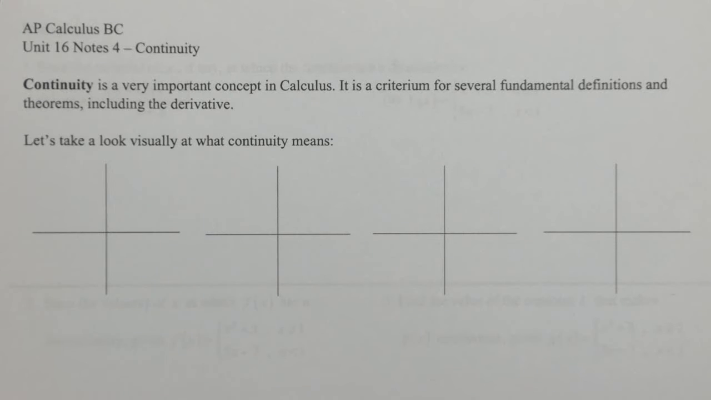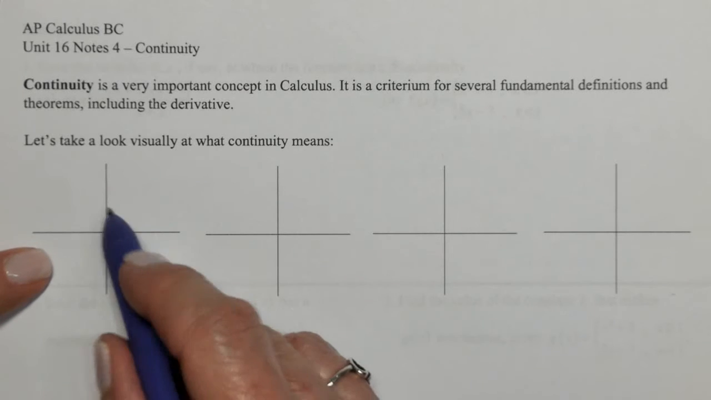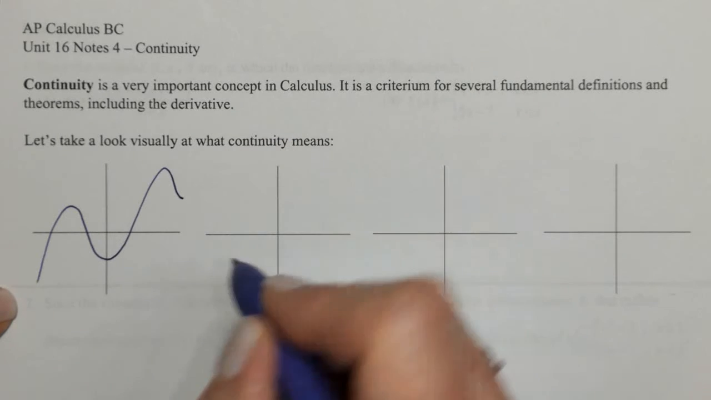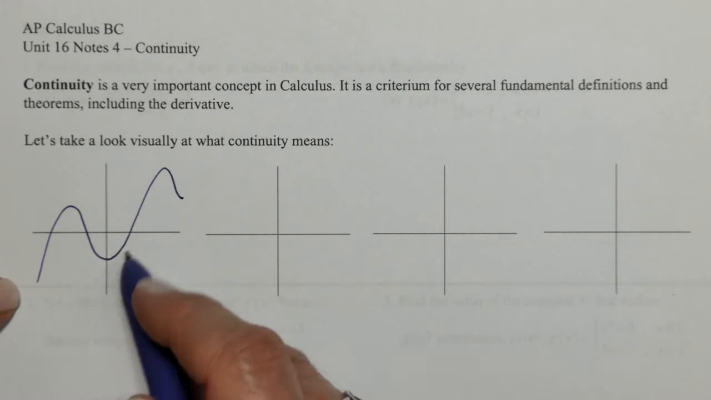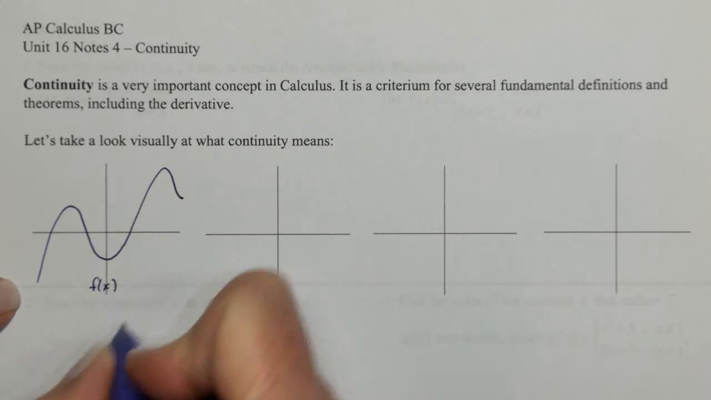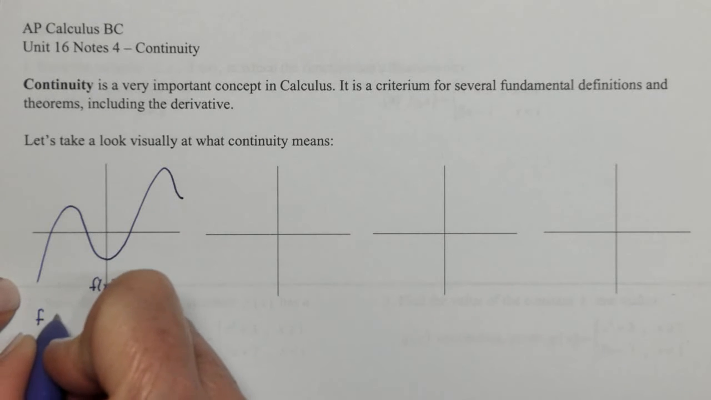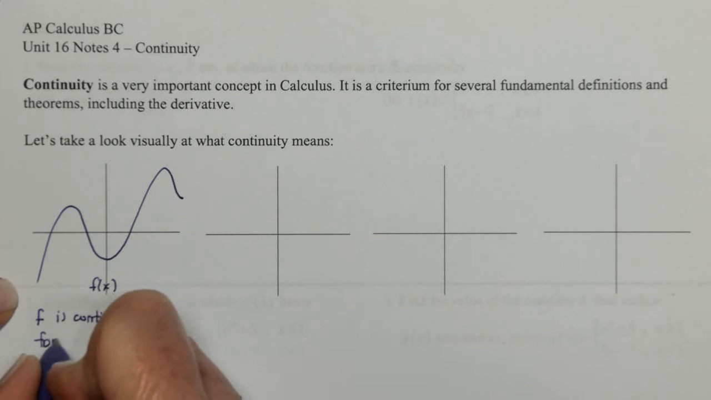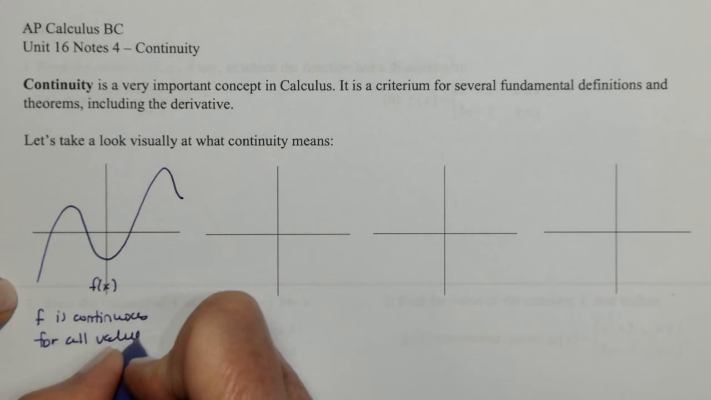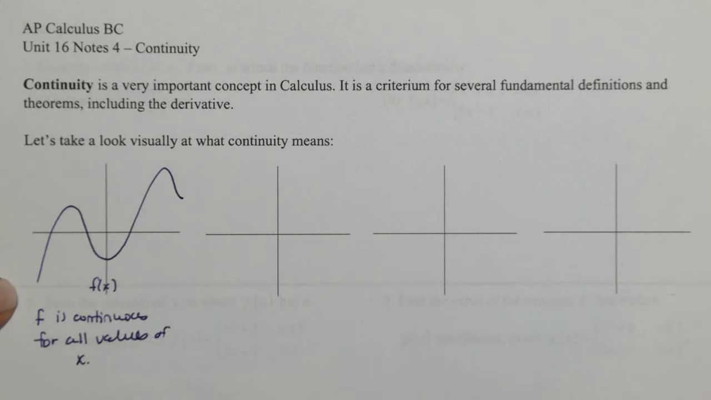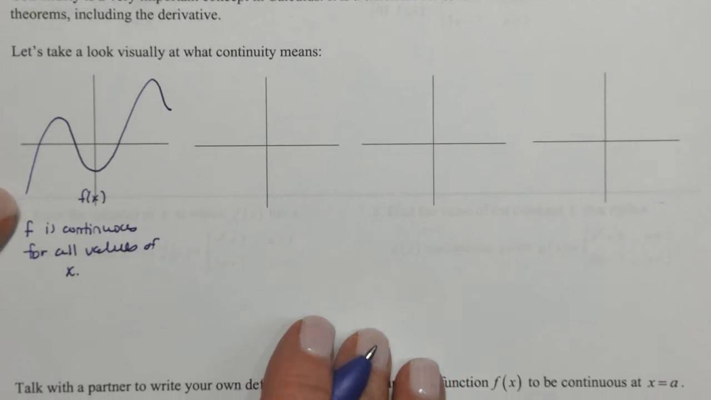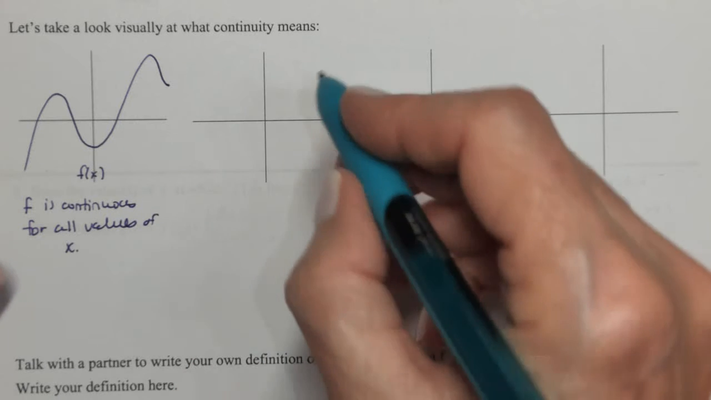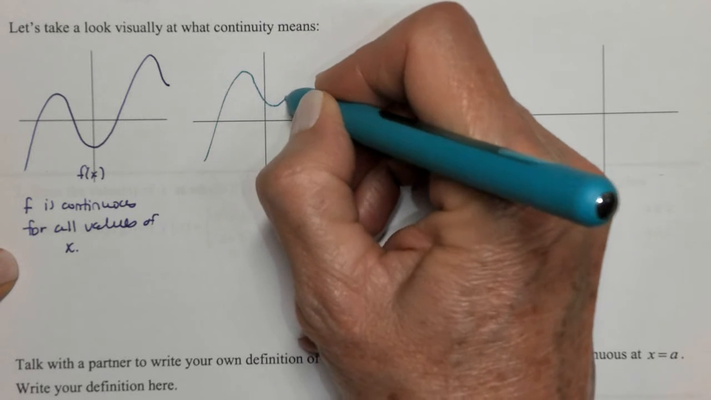So visually speaking, if I have a graph of a function that looks like this, I'm going to call this function f, and this function that I drew is continuous for all values of x. So this function f has no discontinuities. It's just continuous everywhere.